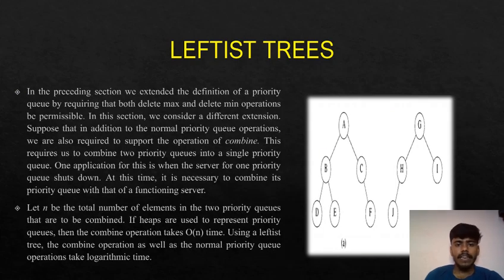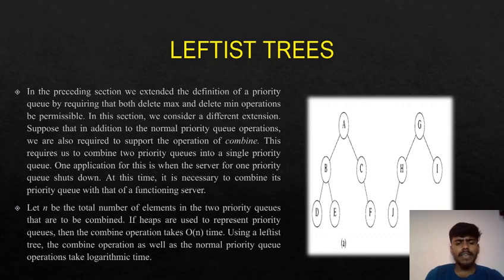Then the leftist trees. In the preceding section, we extended the definition of a priority queue by requiring that both delete max and delete min operations be permissible. In this section, we consider a different extension. Suppose that in addition to the normal priority queue operations, we are also required to support the operation of combine. This requires us to combine two priority queues into a single priority queue.